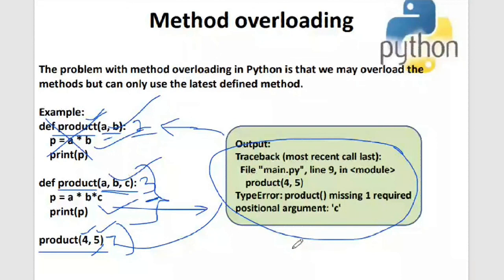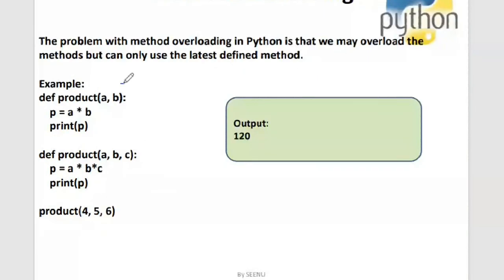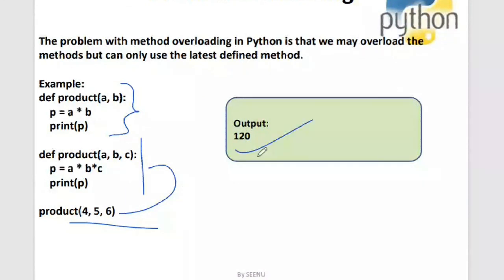But see, in the next case, even if this is there inside your program, it is not syntactically wrong, but I am just calling it with the three attributes. When I call it with three attributes, because it's the latest version, it executes and writes the output for me. So this is method overloading, but there is no way to call this product with two arguments. That's the reason Python does not support method overloading.